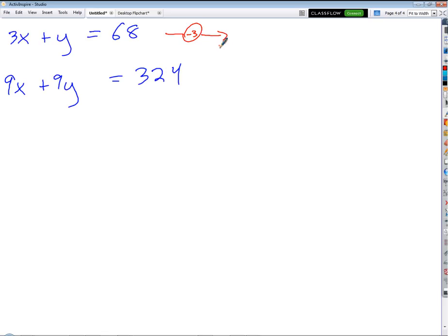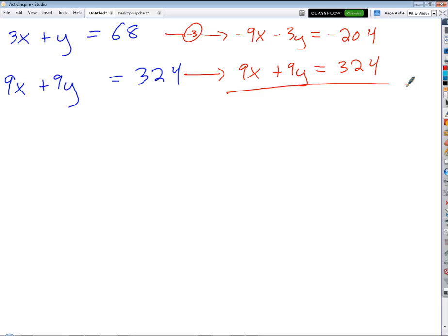What am I going to get in the top if I multiply all the way through by -3? -9x minus 3y equals some big number. So that's going to be -204. And then on the bottom, I'll just leave it the same, right? Bottom can stay the same. I just get 9x plus 9y equals 324. Add them up.